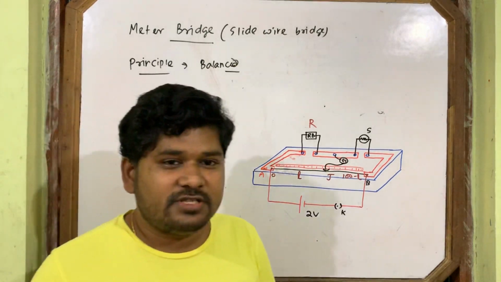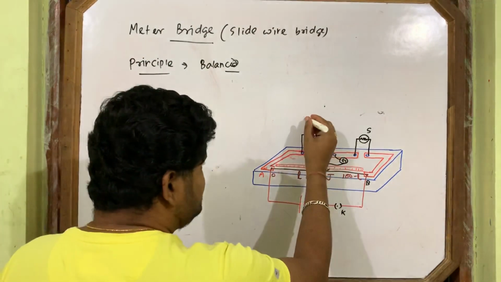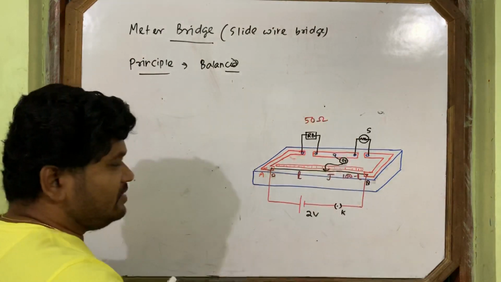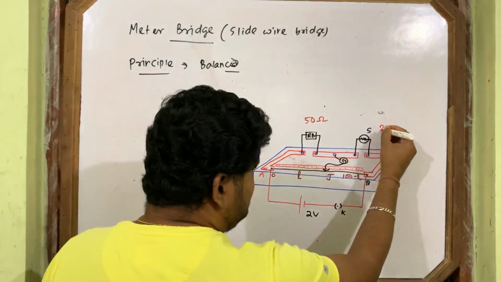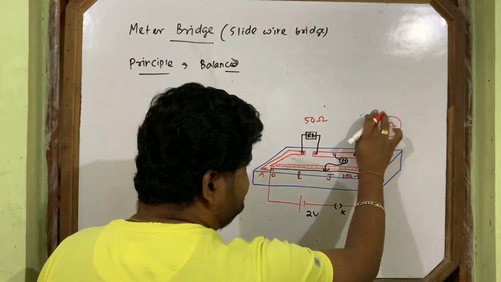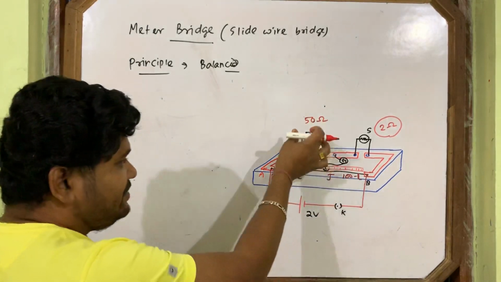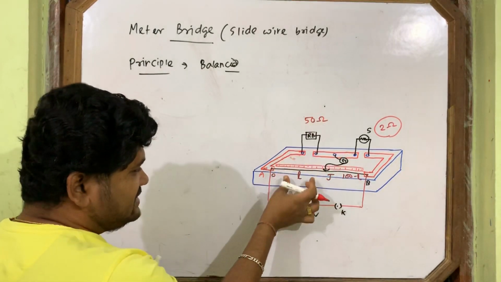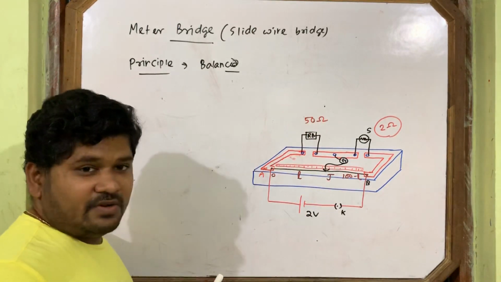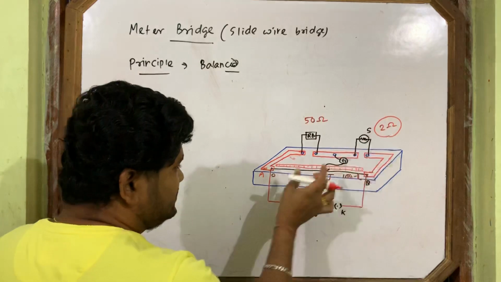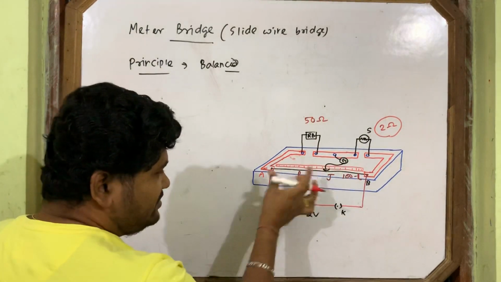But how will I adjust that one? By this resistance box. Suppose in this resistance box we are taking 50 ohm, but this unknown resistance is very less, suppose 2 ohm. This one you don't know. You are taking 50 ohm here. If you are taking 50 ohm and this side resistance is less, then this side length will be more, because the ratio is constant. This is 50 by 2, more by less, so this length will be more.